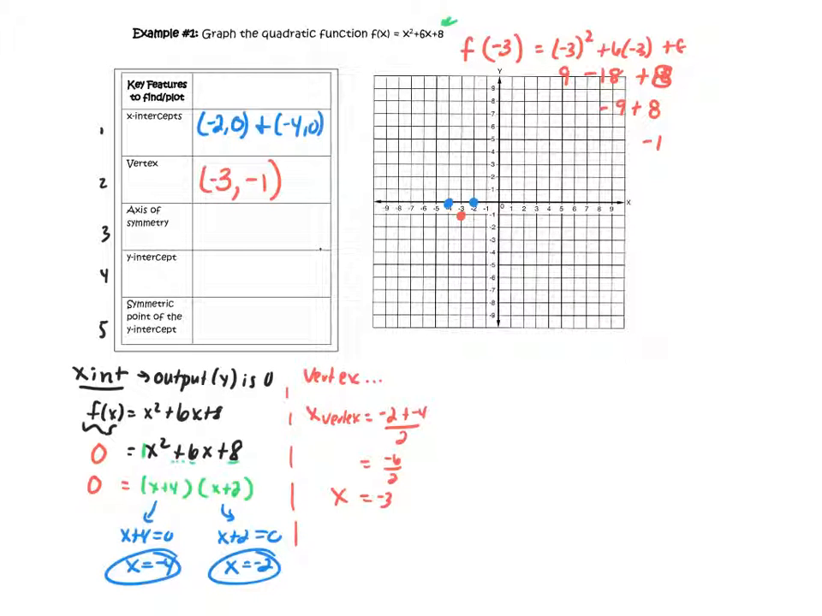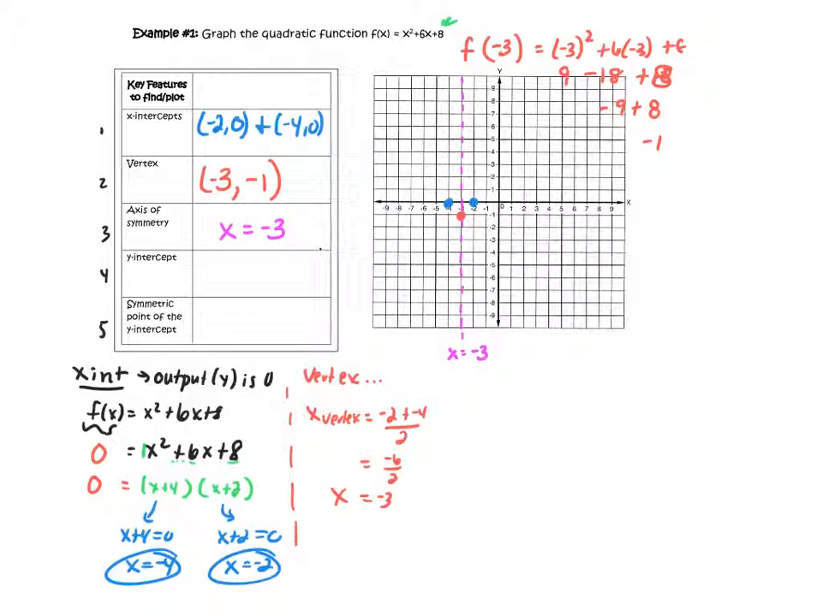Now the axis of symmetry is just a vertical line, so we're going to draw that in first. We know the axis of symmetry cuts the parabola in half, and it always goes through the vertex. So the x value of this line, well, if the vertex is on it, the x value must be negative 3. So the axis of symmetry is the line x equals negative 3.